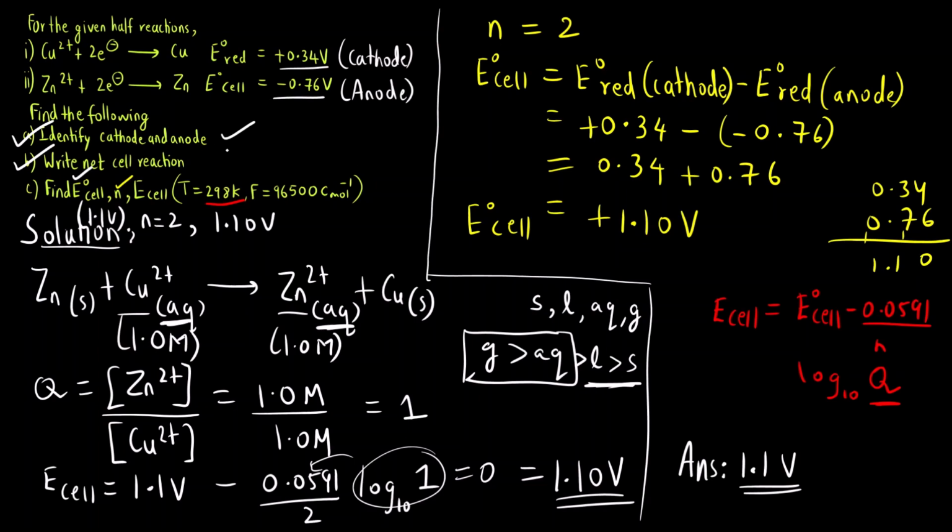First, we have to identify the cathode and anode. Next, we have to write down the half cell reactions in such a way that the total electrons get cancelled. If they are not getting cancelled, multiply by a suitable factor. Then we write down the net cell reaction, find the value of n and E0 cell, and then we can find out the value of E cell.